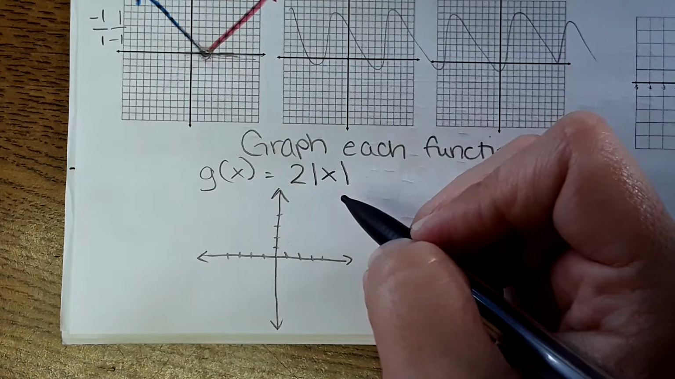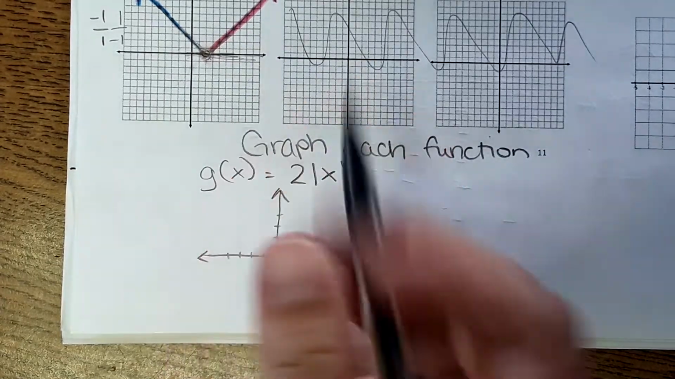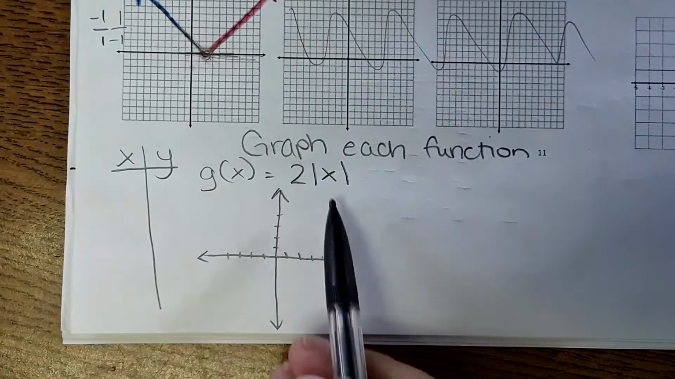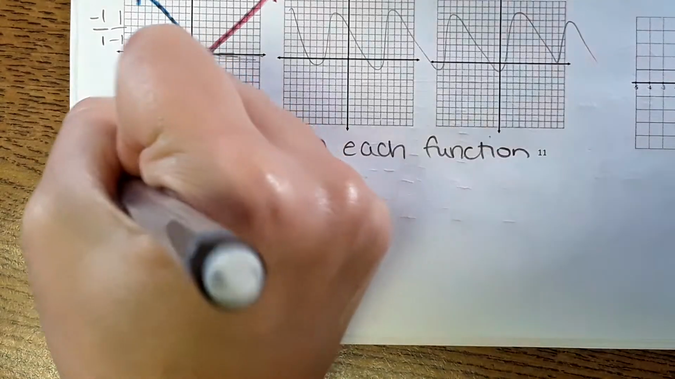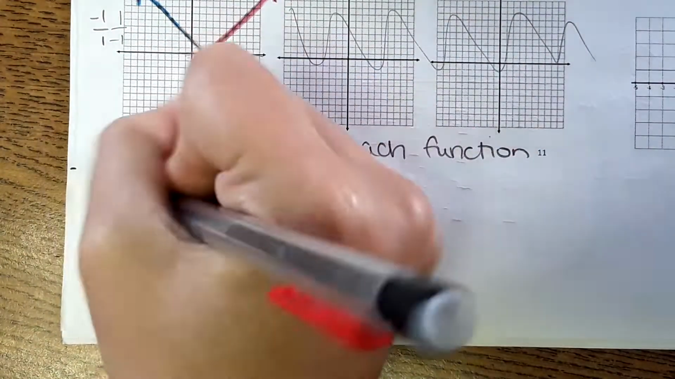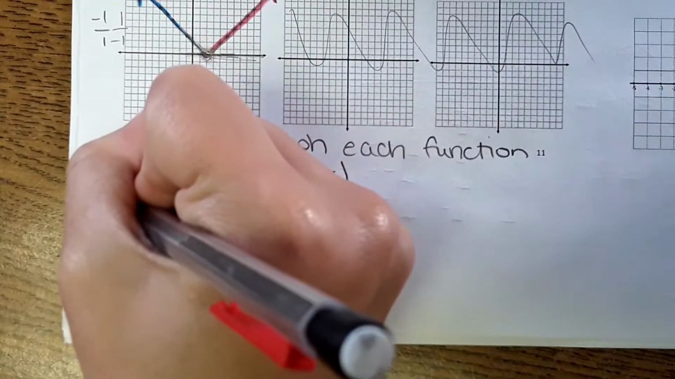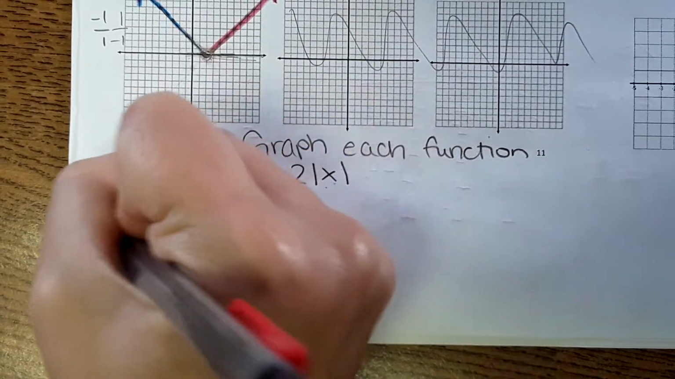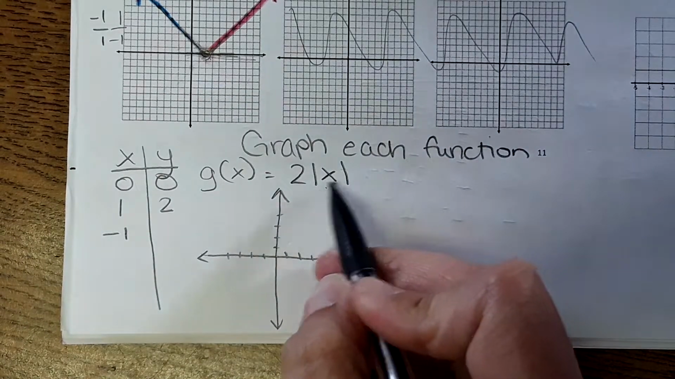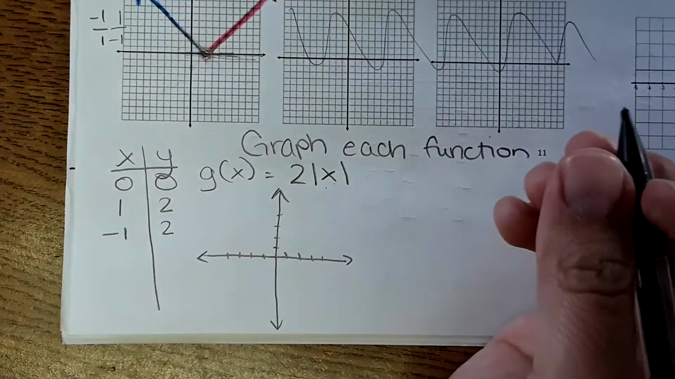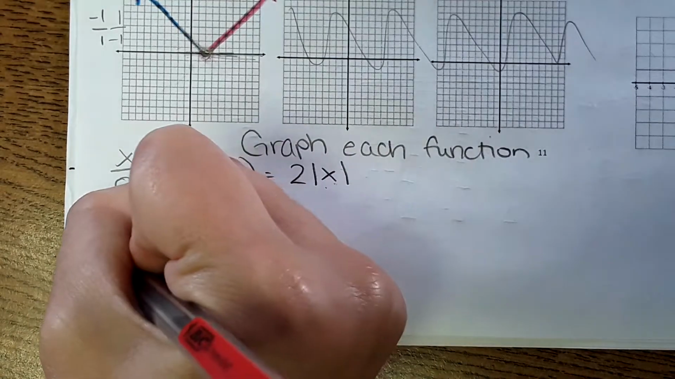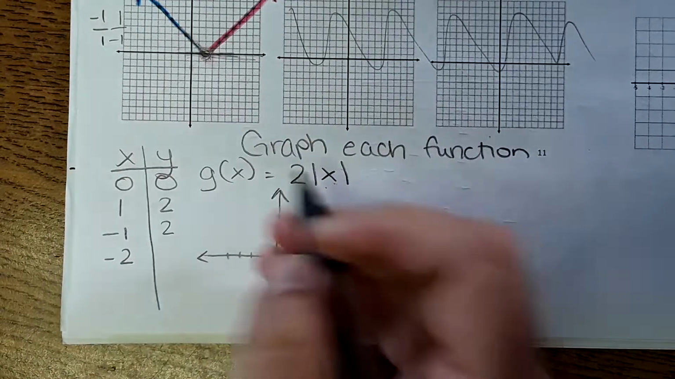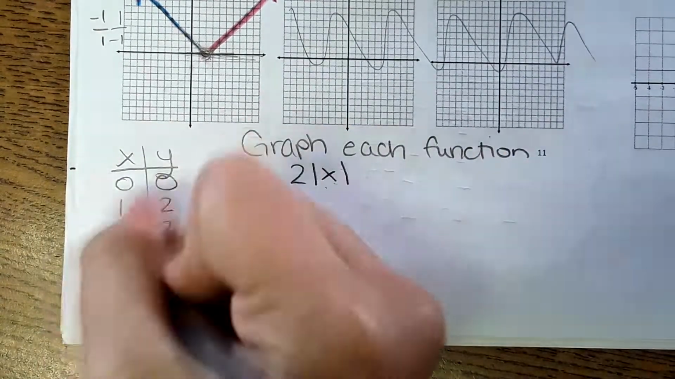They actually look like this here. And I'll show you with a function table. So if we plug in 0 for x, 2 times 0 would just be 0. If we were to plug in 1, 1 times 2 would be 2. If we were to plug in -1, -1 would turn positive, 1 times 2 is 2. If I plug in -2, I get 4. If I plug in +2, I also get 4.